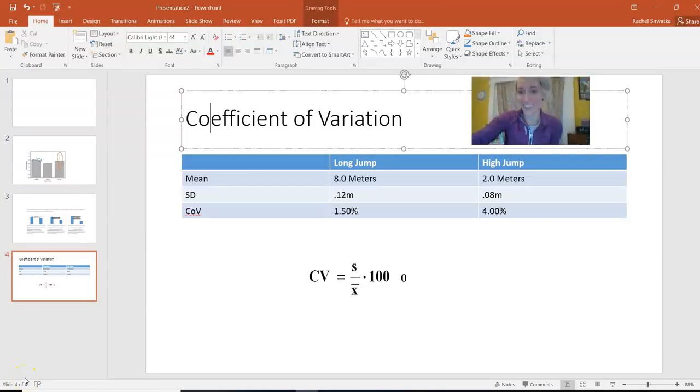Hey, I know, it's been so long. So now we're going to talk about the coefficient of variation.